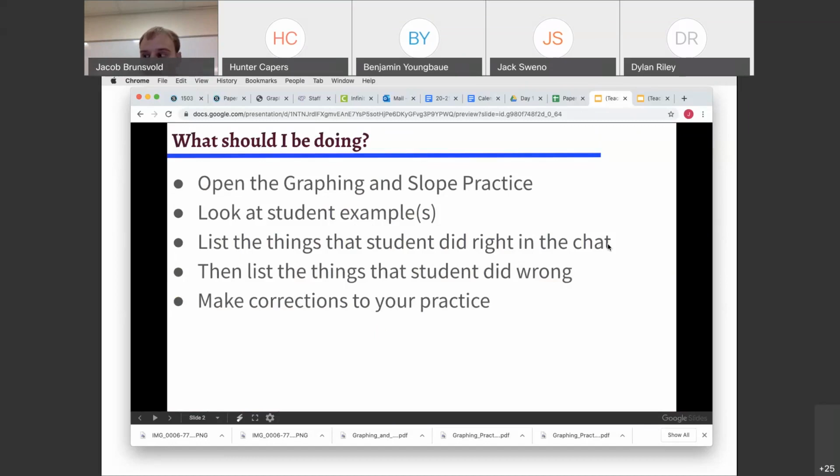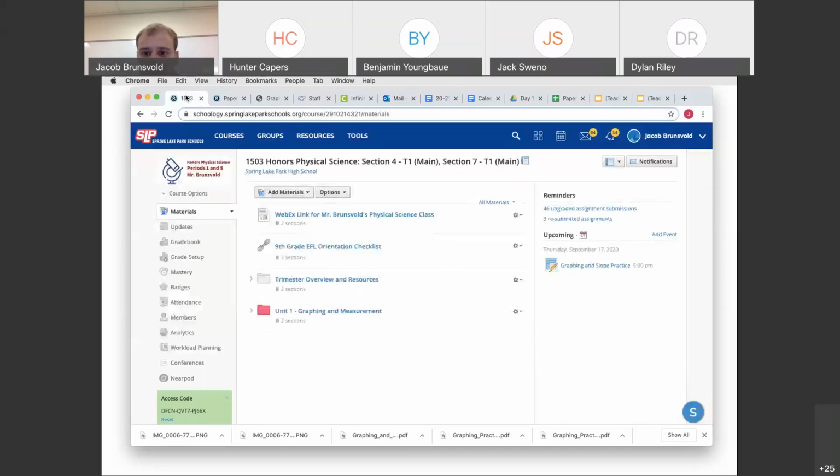And then hopefully while we're doing all this, you can be making corrections to your practice so that when I grade those tonight, you'll have a better score. Okay, so let's take a look. I'm going to go over to honors, and we're going to take a look at a couple submissions. Actually, before we do that, just real quick.